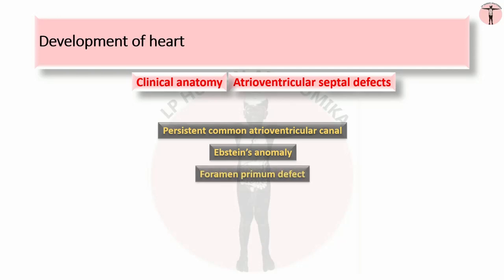Foramen primum defect is caused by a failure of the atrioventricular septum to fuse with the septum primum. It results in a condition in which the foramen primum is never closed and is generally accompanied by an abnormal mitral valve. Tricuspid atresia is caused by an insufficient amount of atrioventricular cushion available for the formation of the tricuspid valve. For more details on these clinical conditions, check the video on congenital heart defects.